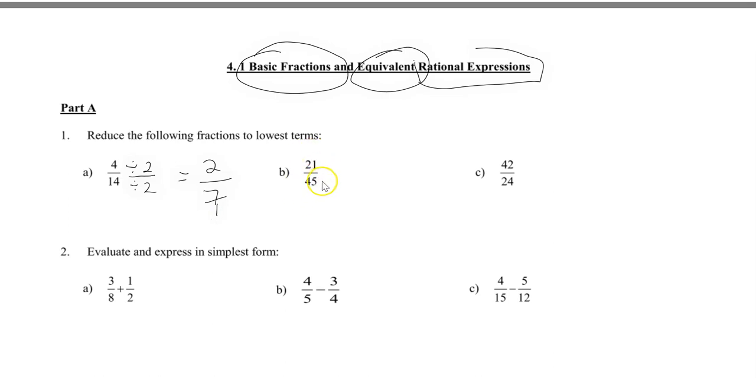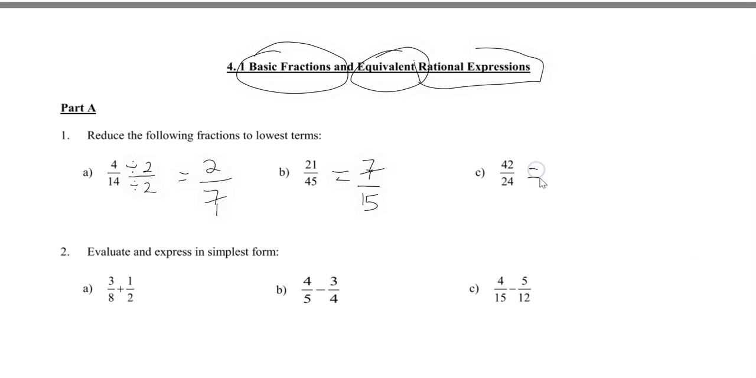21 out of 45, so what goes into both of those? We don't necessarily have to get there in one step. I'm going to start by dividing both top and bottom by 3, so that gives 7 over 15. And then is there a number that goes into 7 and 15? The answer is no, so that's it.